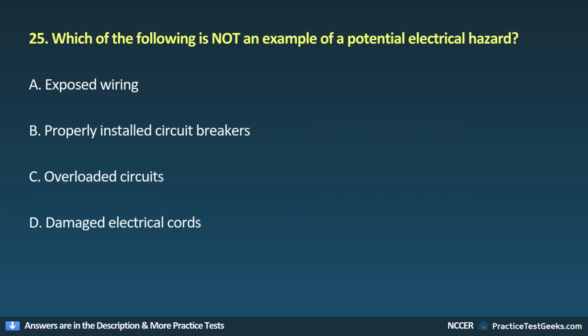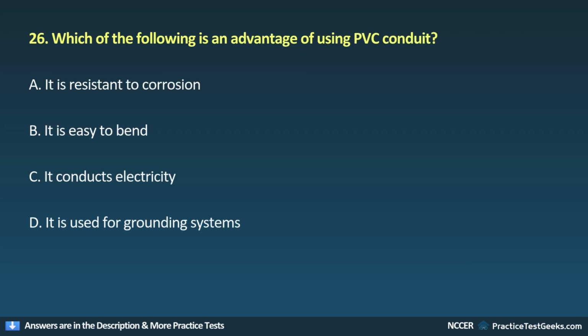A. Mixed wiring. B. Properly installed circuit breakers. C. Overloaded circuits. D. Damaged electrical cords. 26. Which of the following is an advantage of using PVC conduit?